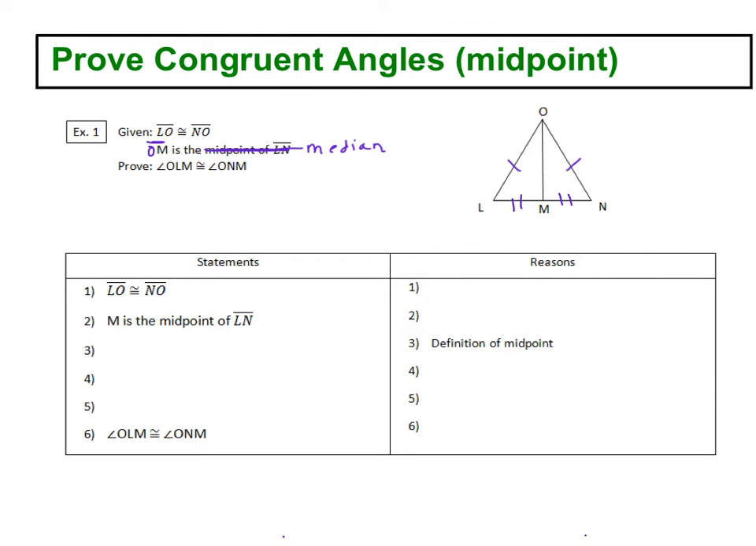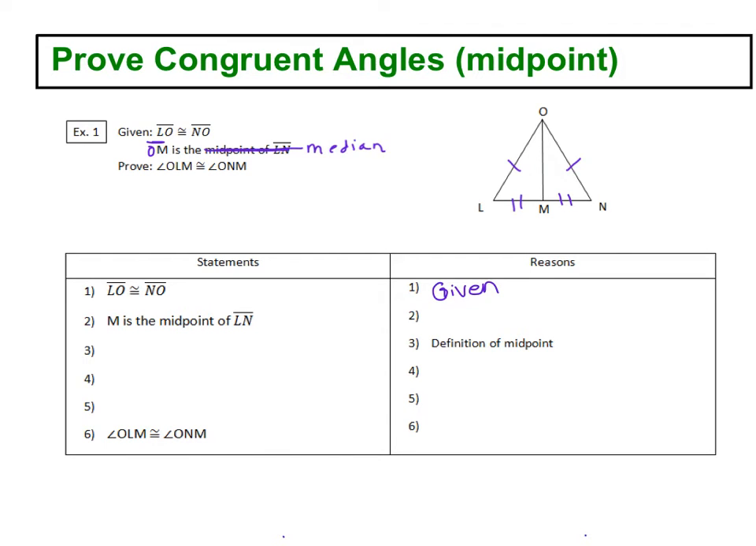And then we have to prove that angle OLM. Let's take a look where that is. Here's OLM. So this angle over here, L, is congruent to ONM. So we want to prove that these two bottom angles are congruent. All right, so our statements, we've got first, LO is congruent to NO. How did we know that? That was given to us. So we go ahead and fill in given.